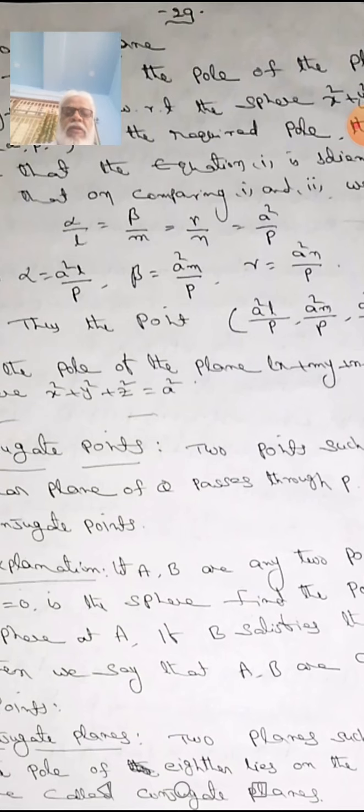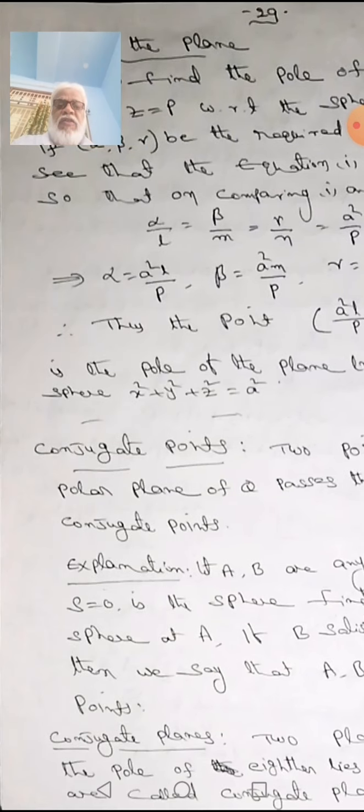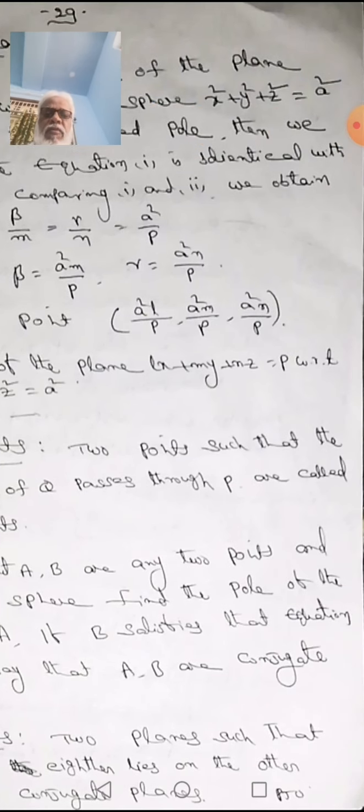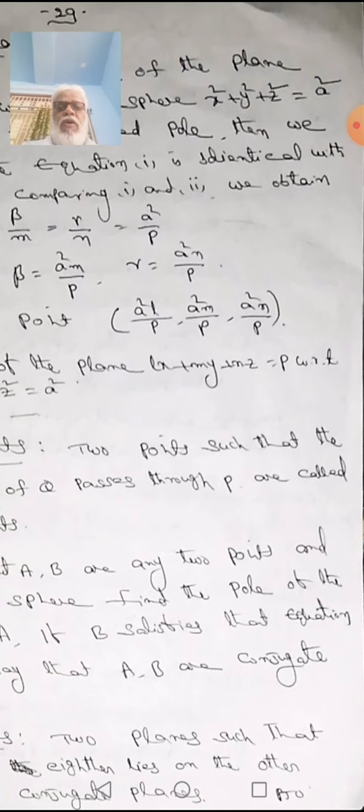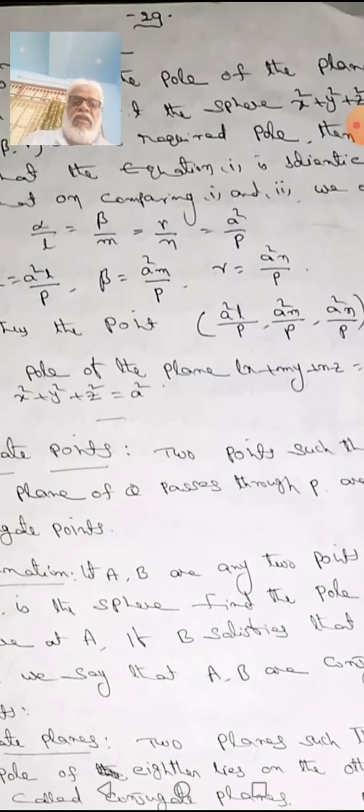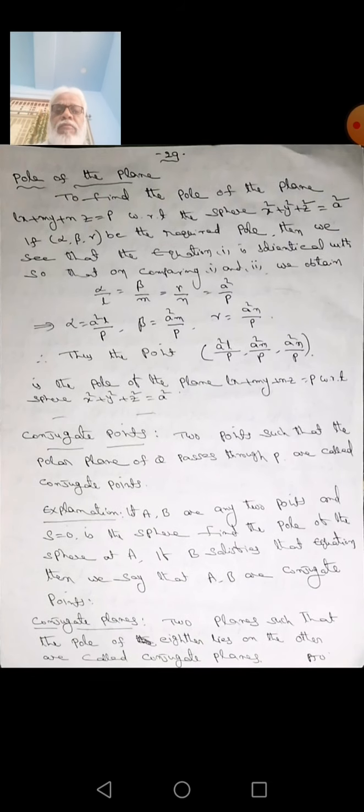Conjugate points in expression. If A, B are any 2 points and S is equal to 0 is the sphere, find the pole of the sphere at A. If B satisfies that pole equation, then we say that A, B are conjugate points. It's a very important topic.